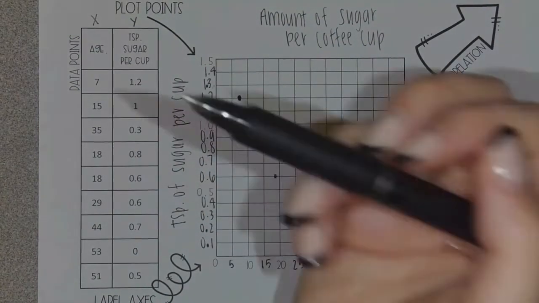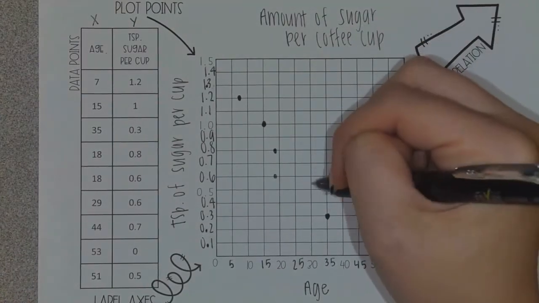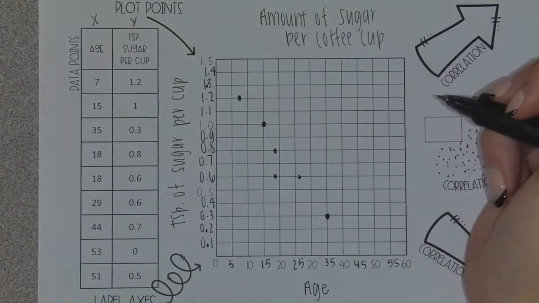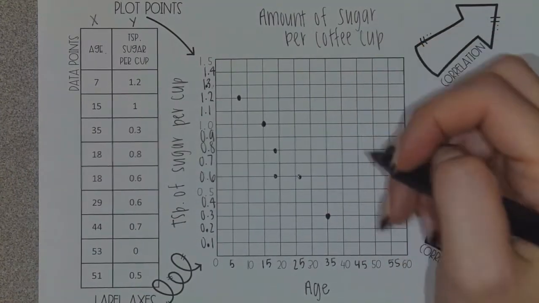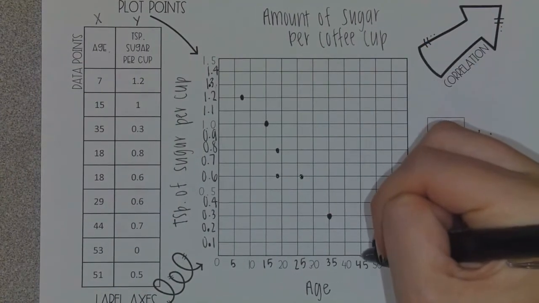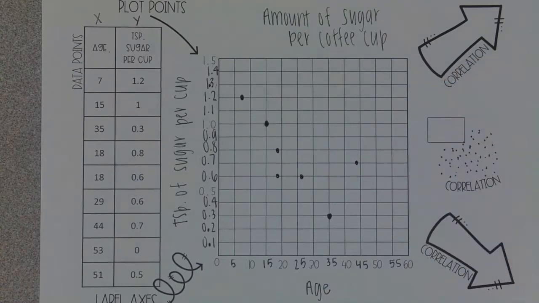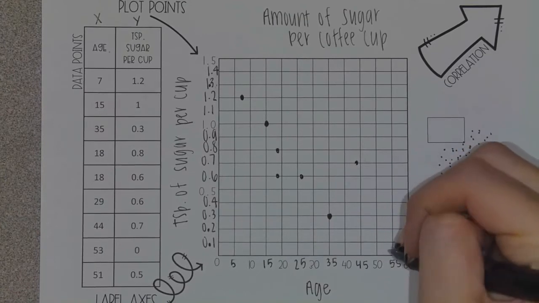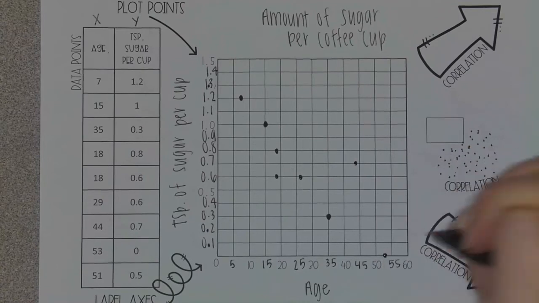Our 26-year-old likes to put 6/10 of a teaspoon in her cup. So 26 is pretty close to 25. We'll put a dot right there. The 44-year-old likes to put 7/10 of a teaspoon. So 44 is pretty close to 45 and 7/10. The 53-year-old puts nothing. They like their coffee black. I respect it. So 53 is about right there.